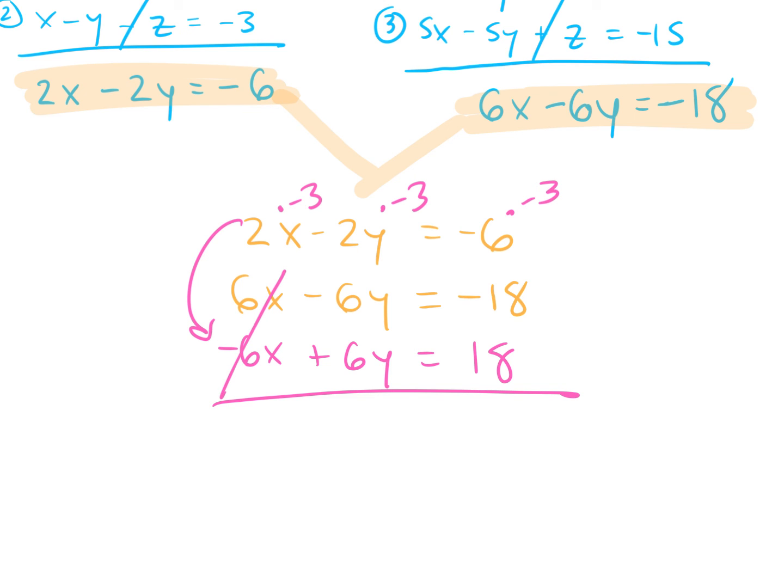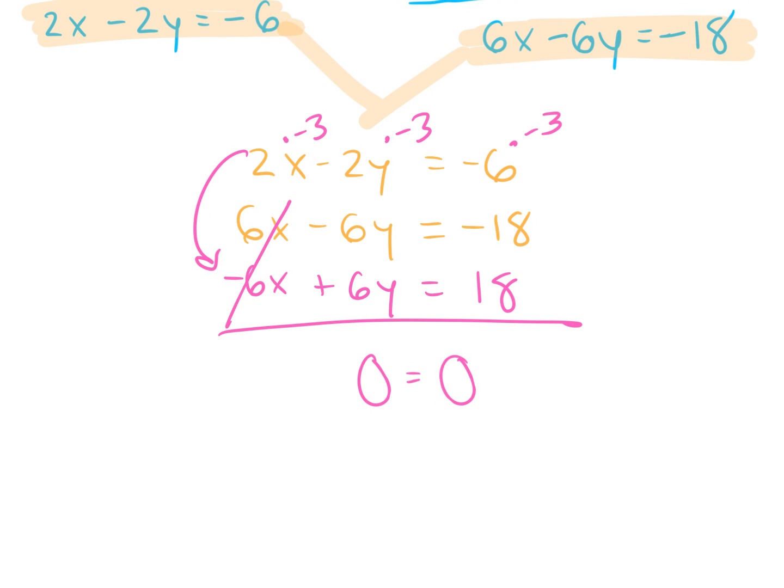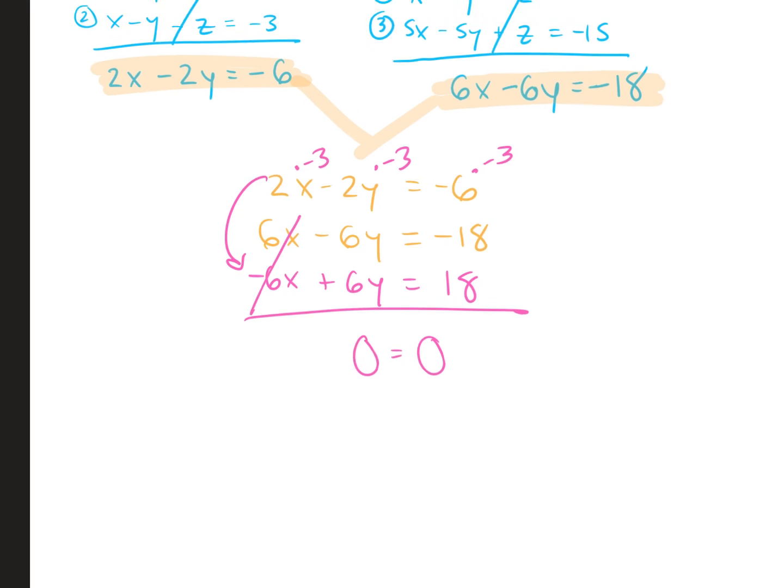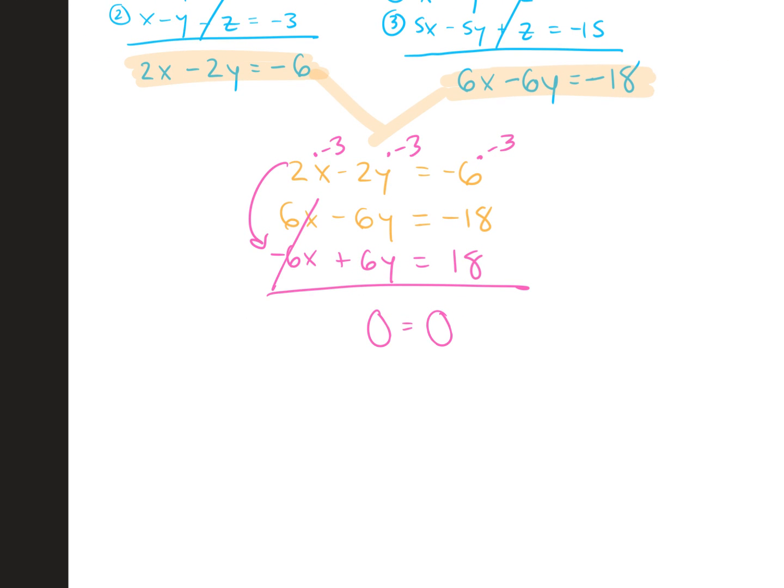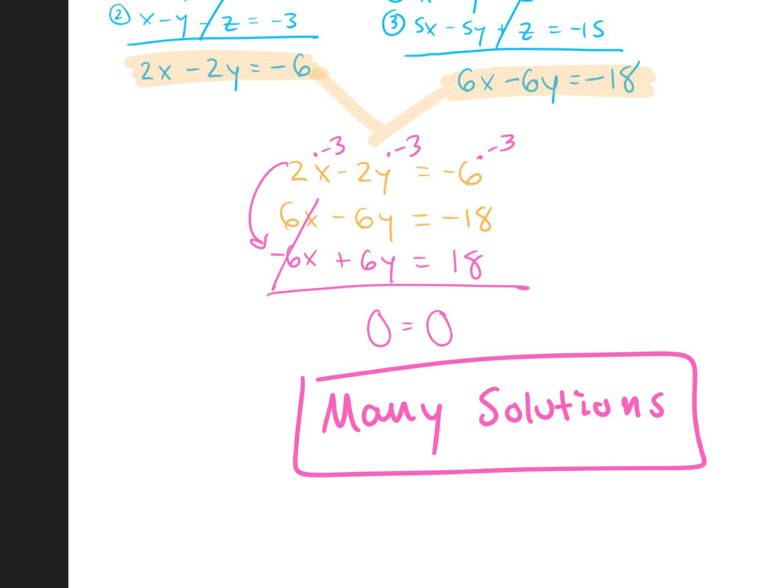What is negative y plus 6y? 0. And what's negative 18 plus 18? 0. So all my variables canceled. I don't have any left. And I have 0 is equal to 0. What's my answer? Or we could just say many solutions. Infinitely many or many solutions.